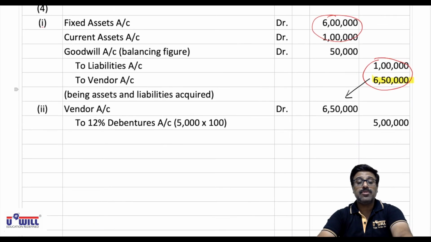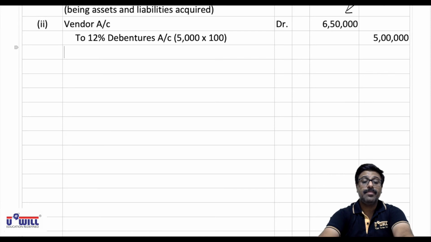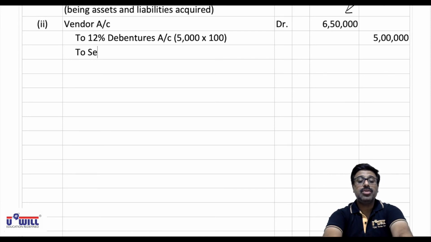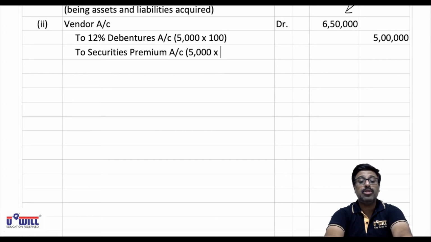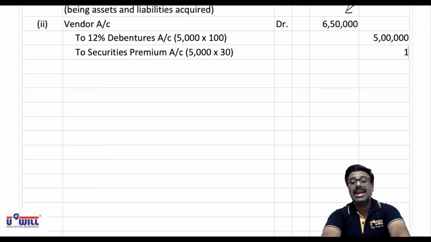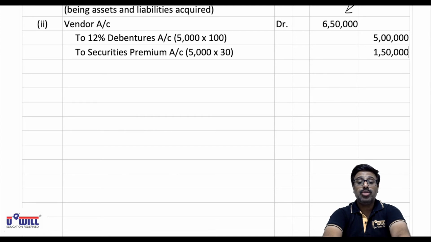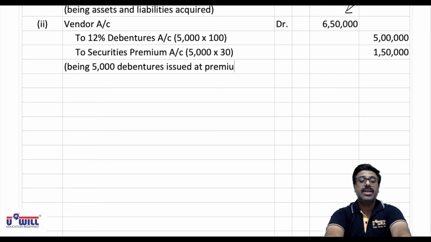The amount of debentures would be with face value 5 lakhs. And then to securities premium account, since they are issued at premium, same 5,000 debentures into 30 rupees is premium, 30% premium, 1,50,000. So this entry was what I was talking about. You cannot pass this entry until you make the workings and find the number of debentures. Being 5,000 debentures issued at premium. In fact, 30% premium, you can mention 30% premium.